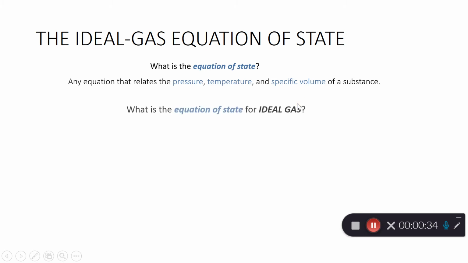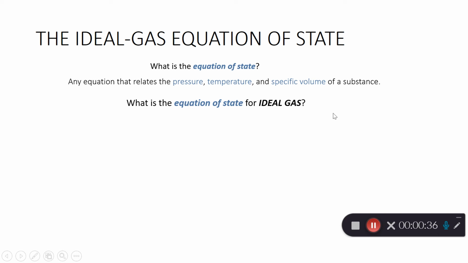So what is the ideal gas equation of state? For the ideal gas, you have this equation, PV equals MRT. I think you have seen this equation before. Okay, so let's see what each of these terms are.